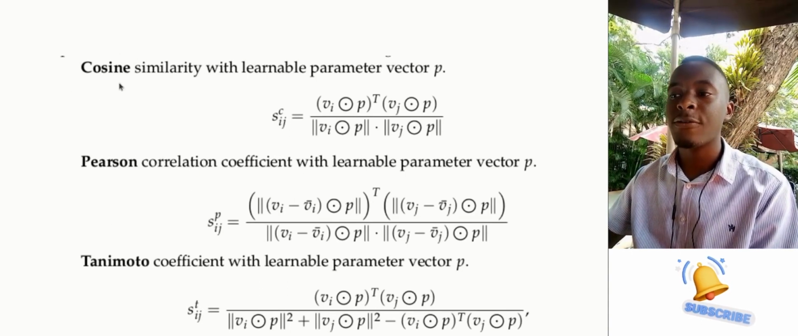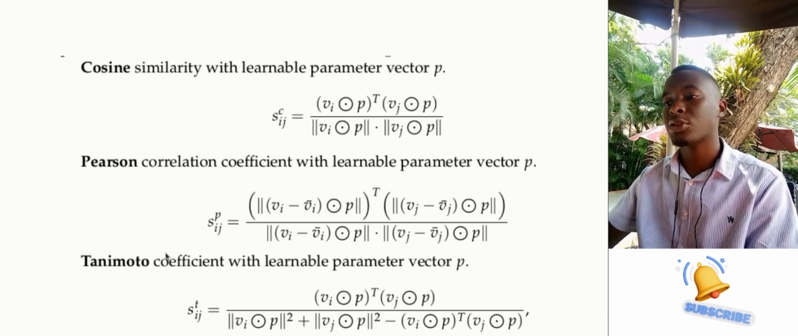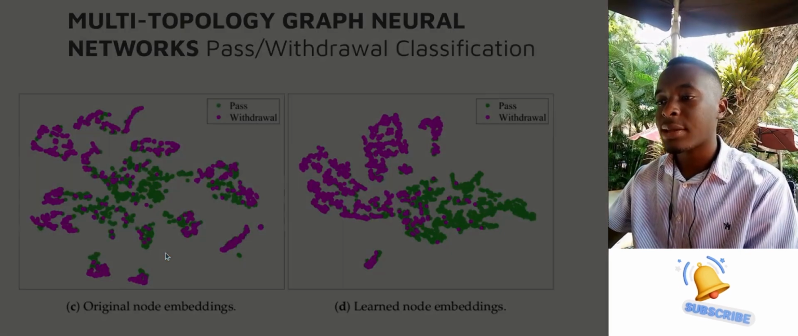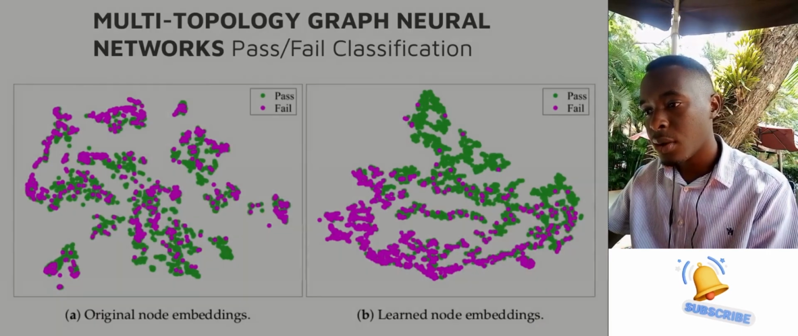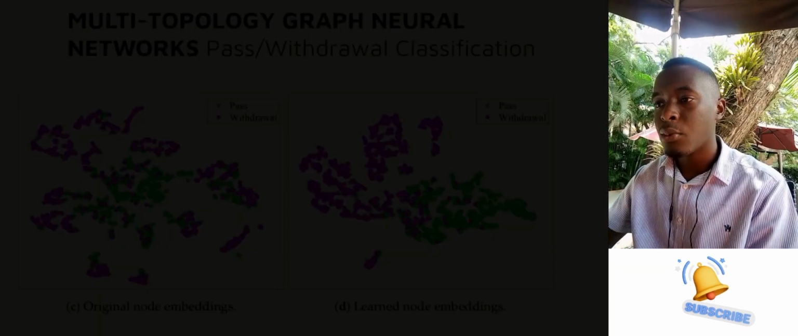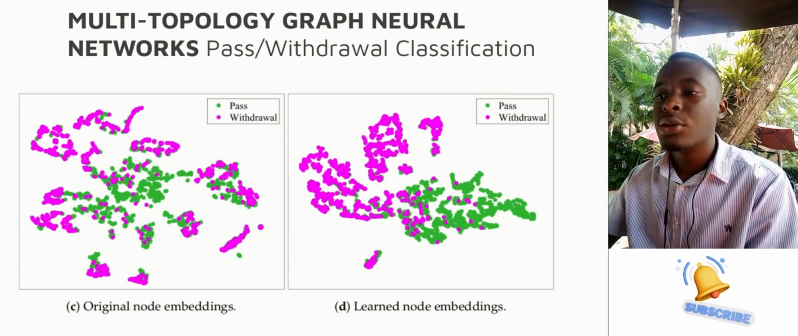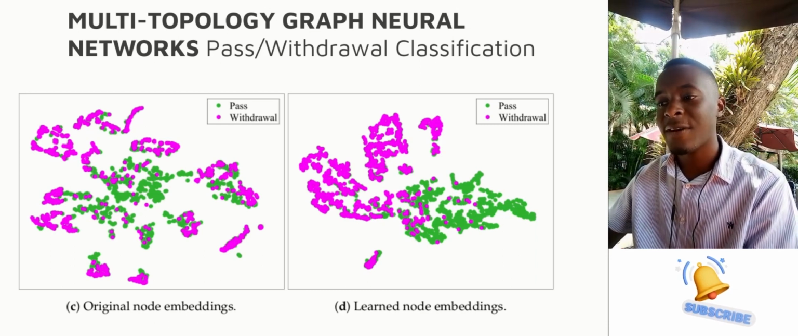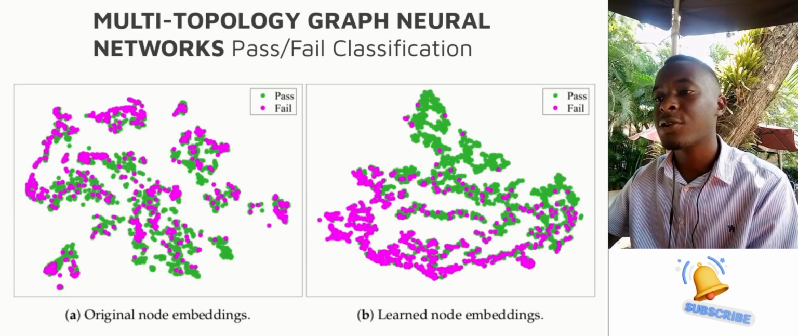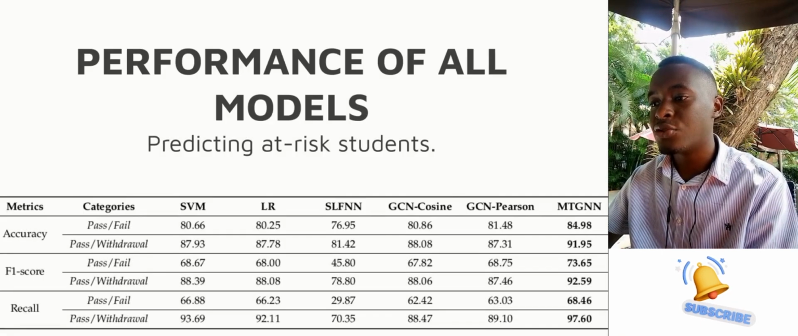We are going to develop three topologies: cosine, Pearson, and Tanimoto. These are the topologies that we are going to use. If you look at the models developed, we are first going to compare pass and withdrawal, then in another one, we compare pass and fail. Looking at the original node embeddings, you can see that the model didn't do well, but after we gave it the learned data, it was able to classify, and this is for the multi-topology graph neural network. The same goes for pass and fail, where the other one is for withdrawal.